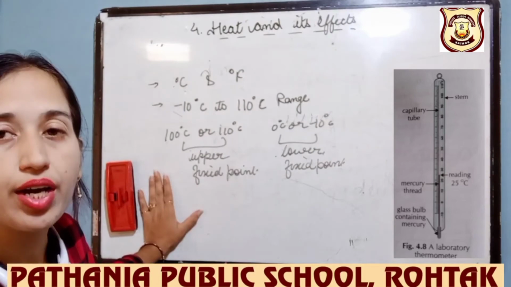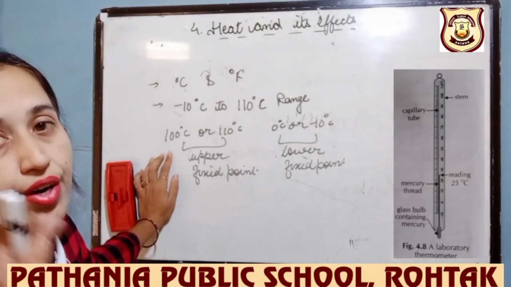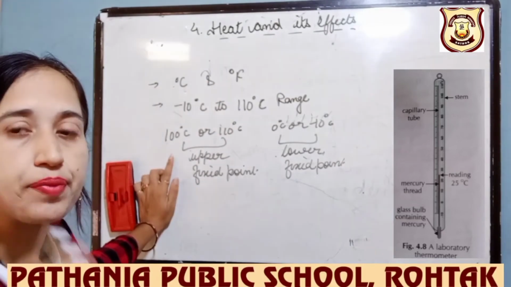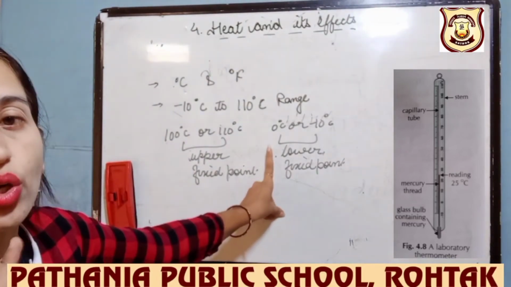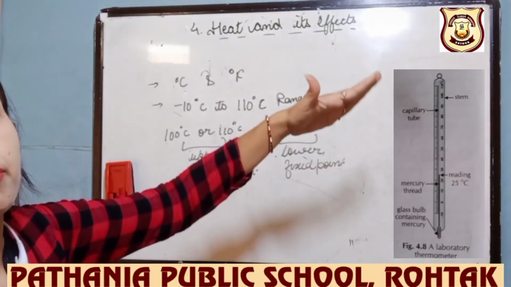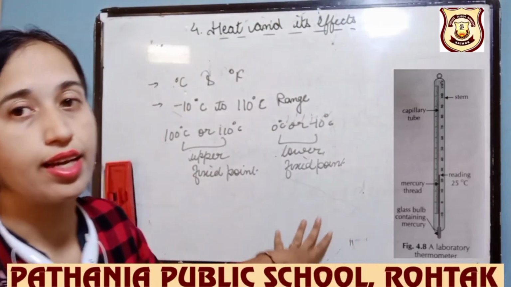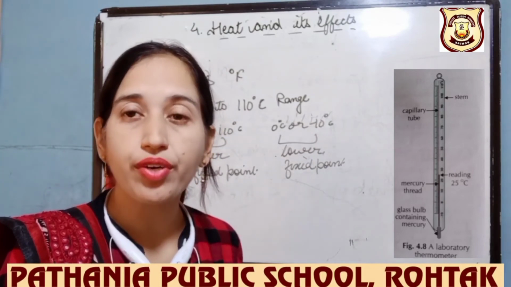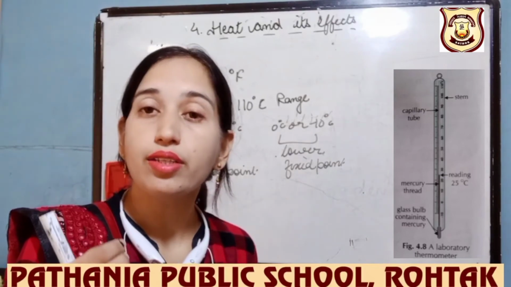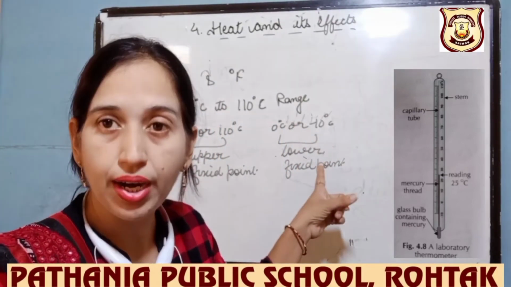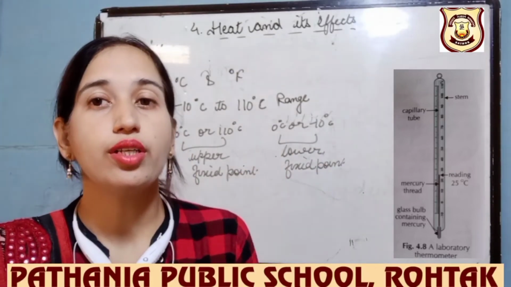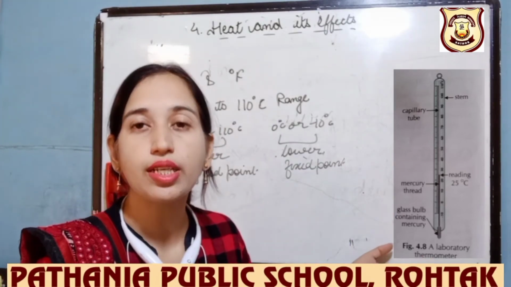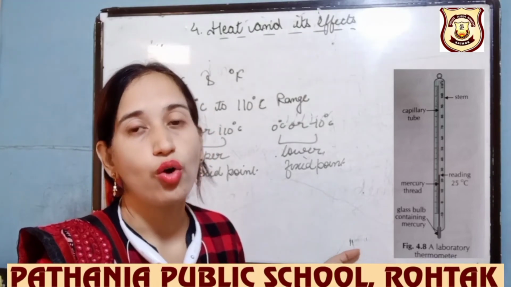So the upper fixed point is 110 degrees Celsius. That means mercury can rise up to that level. Lower fixed point, it is having 0 degrees Celsius to minus 10 degrees Celsius. That means it can decrease up to this level. So this capillary tube contains mercury, as we dip it in hot water, the mercury will rise up to this upper level. And when we keep it in cold water, the mercury will decrease up to the lower fixed point. This is the laboratory thermometer used in the labs to identify the temperature of various substances when we are doing experiments.